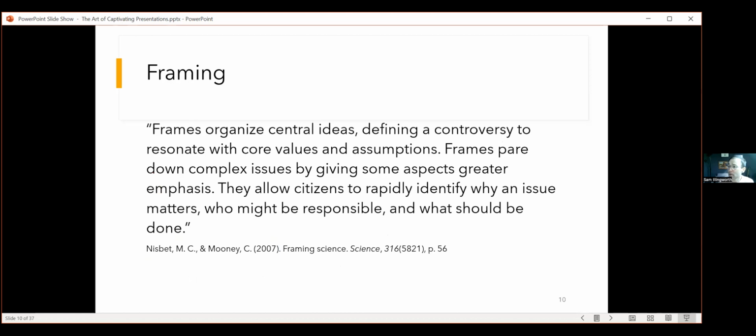So the second element of the triangle of effective communication I want to talk about is audience. And in particular, I want to talk about framing and framing theory. So it's really important to remember that there is no such thing as a general audience. There are multiple audiences.